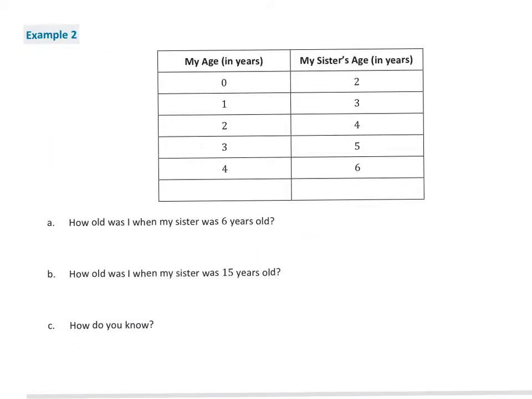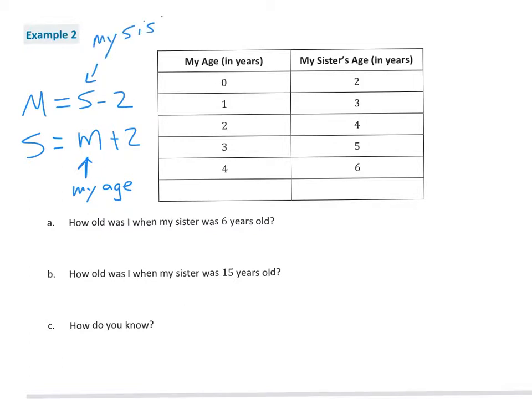All right, so let's skip down to example 2. We've got another table of my age and my sister's age, 0 and 2, 1 and 3, 2 and 4. So what can we say? Again, we can say a couple things. We could say that my age is my sister's age minus 2, and we can say that my sister's age is my age plus 2, right? So I can tell you that M stands for my age, and the S stands for my sister's age. And of course that is in years, because we learned in lesson 18 to be specific with our units. So how old was I when my sister was 6 years old? Which equation would I use?